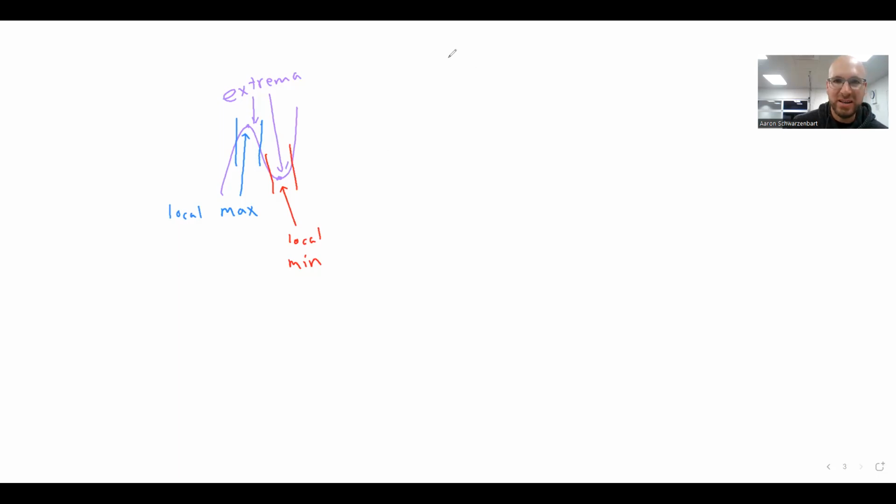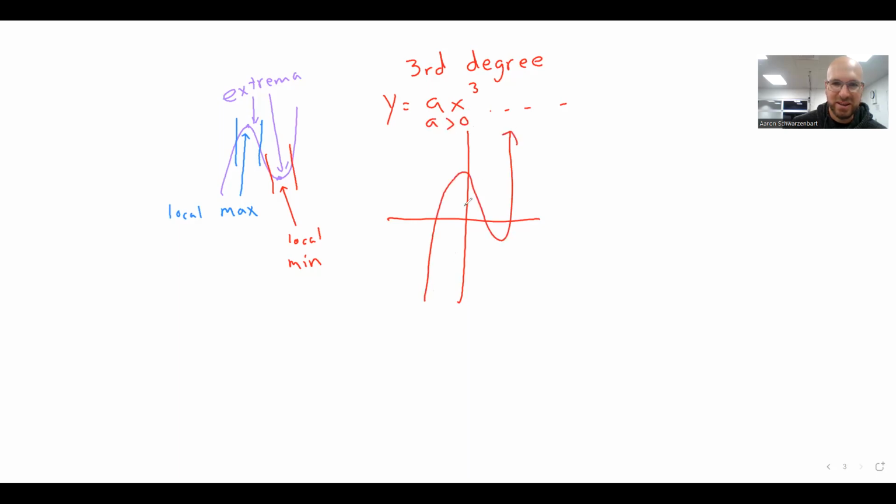So, looking at cubics, third degree. That is going to be something like ax cubed, and I don't care what's after it. If a is positive, I'm going to get something that looks like this. It has the following end behavior. I'm going to change this from a y, maybe.